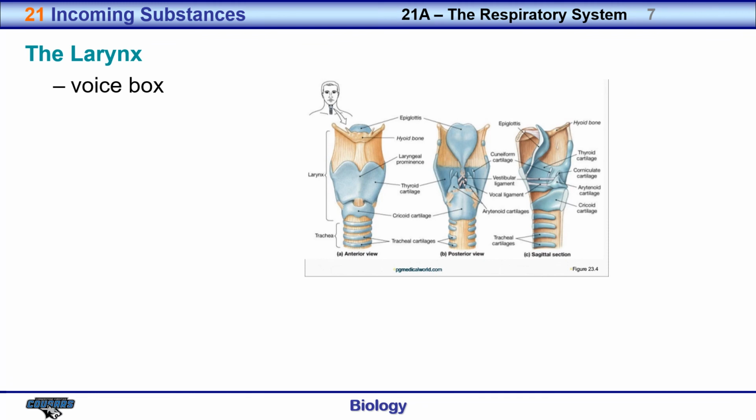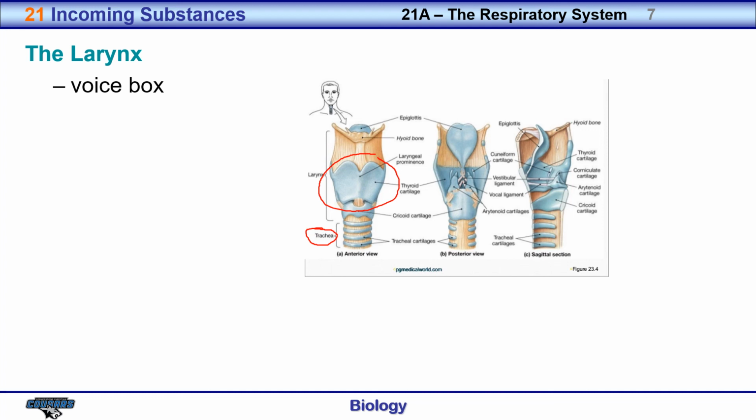Now the larynx is your voice box. It's just a short little passage that leads from the pharynx to the trachea. And you can see in this diagram here that the larynx is located right here, and below it here is the trachea, and then the pharynx would be above this. Over here is where the pharynx would be.